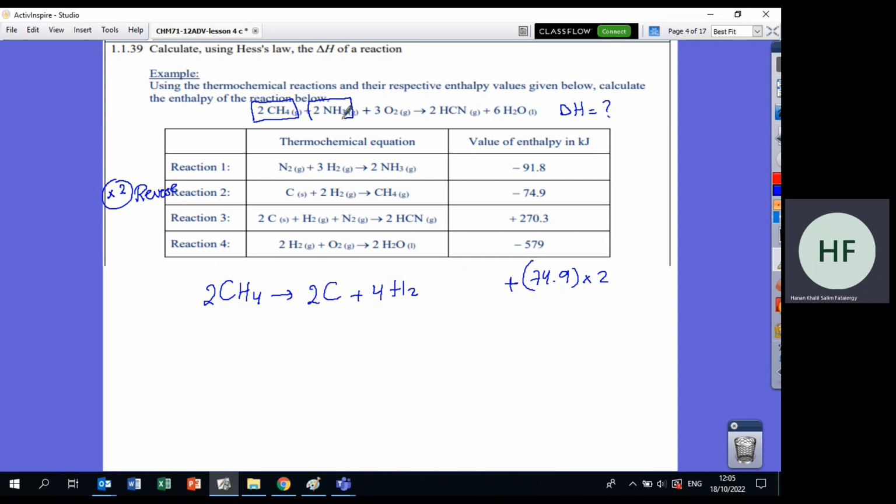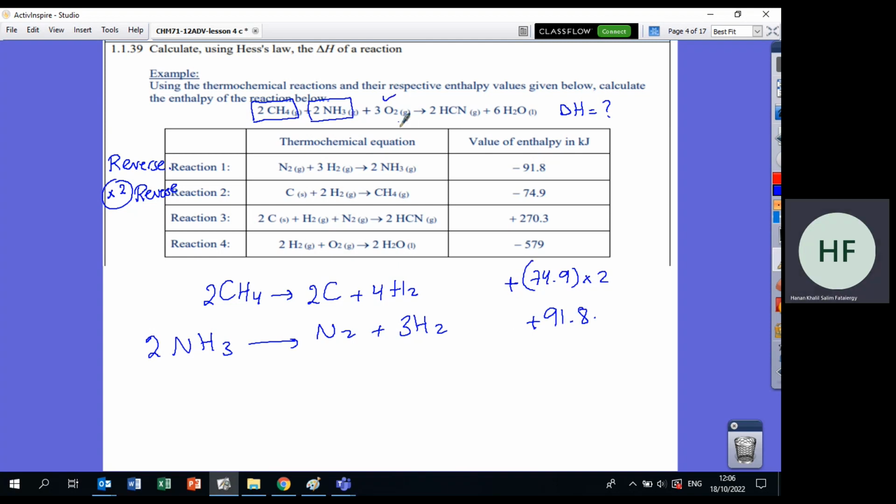Okay, now I need 2NH3. Where is NH3? NH3 is here. Is it multiplied by 2? Yes, it's already multiplied by 2, but the problem is that here it is a product and here I want it to be a reactant. So I will reverse this reaction only, without multiplying it by anything. When I reverse this reaction, it will be 2NH3 giving me N2 plus 3H2. Now I reverse the sign of delta H, so this one will be plus 91.8.